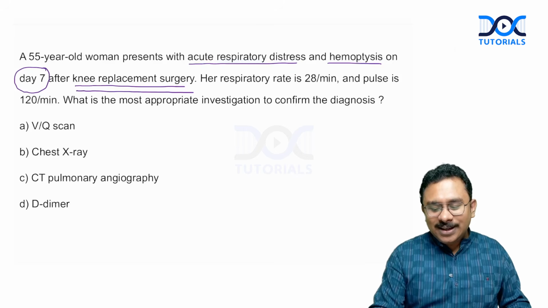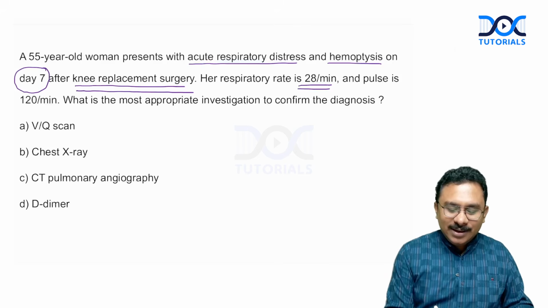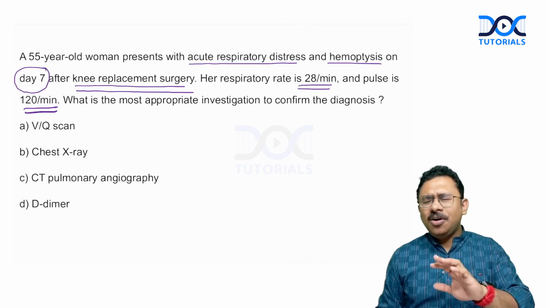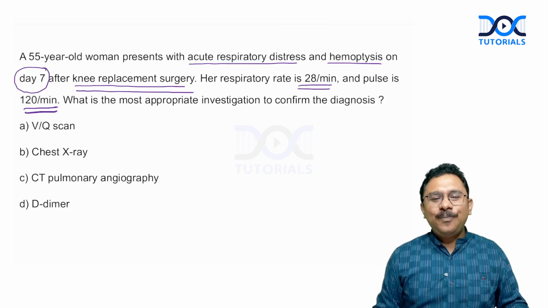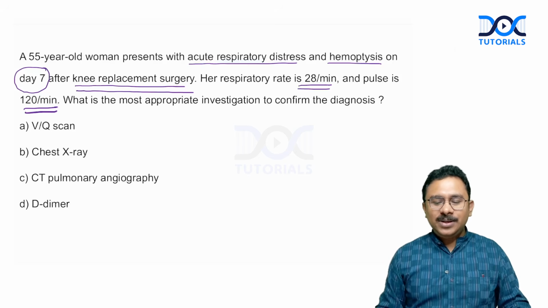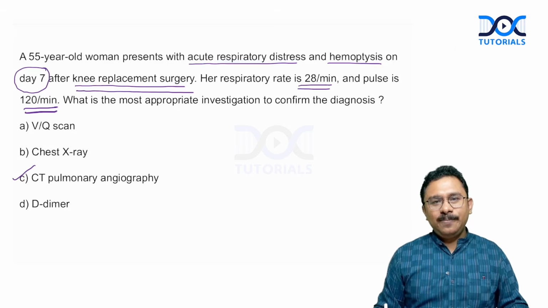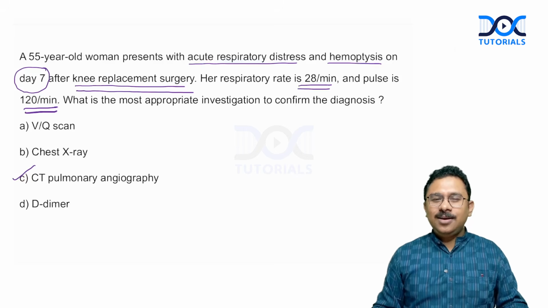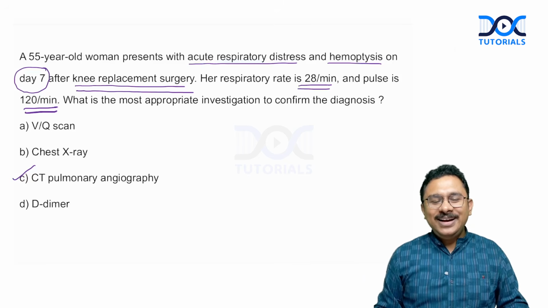So the patient's respiratory rate is high, 28. So there is tachypnea, there is tachycardia. Strongly suspecting pulmonary embolism in this case. What is the most appropriate investigation to confirm the diagnosis? Simple question, CT pulmonary angiography. If any one of you is thinking of writing D dimer, I'm just going to give you a blow. It's not D dimer. Why?